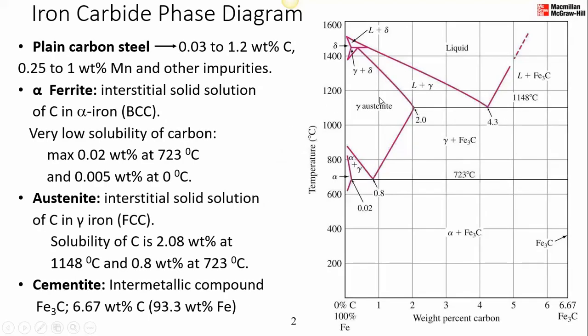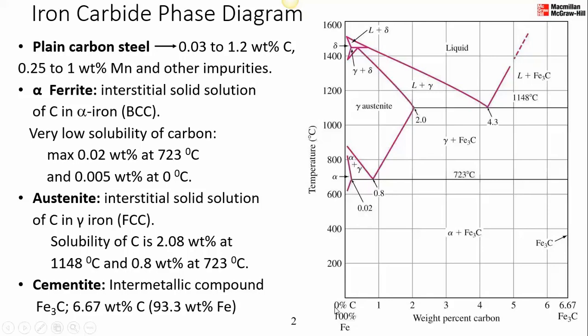This is the diagram. This diagram is applicable to plain carbon steels. Those are steels that contain from 0.03 to about 1.2 weight% carbon, and they also contain from 0.25 to 1 weight% manganese and other impurities that are added for strengthening.